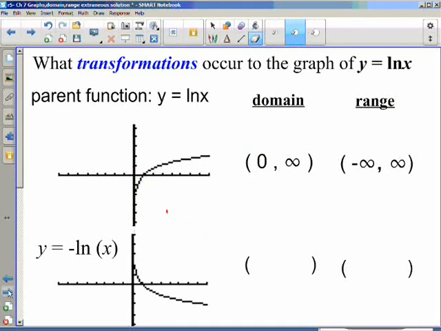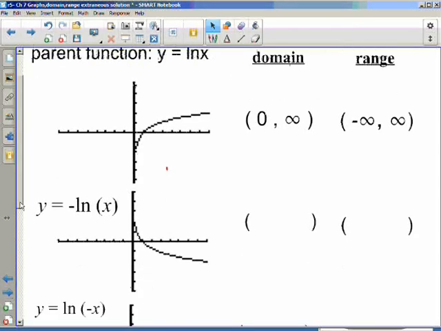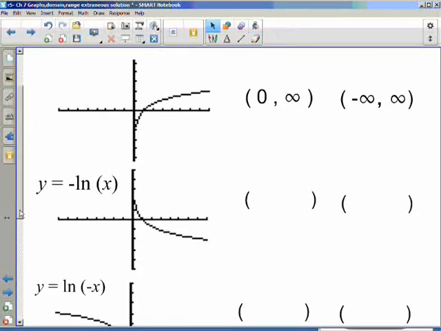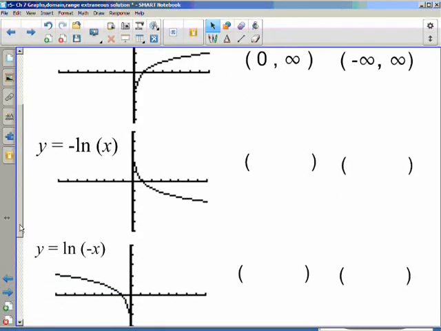Now, what do you think the graph of y equals negative ln of x, or what do you think the domain of this function is by looking at the graph? Take a moment, see if you can figure it out.